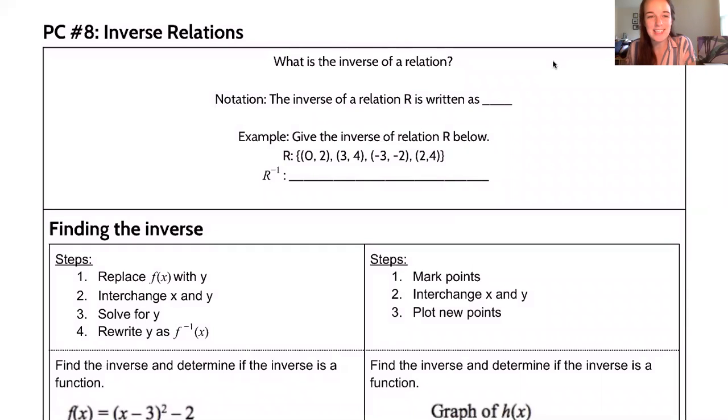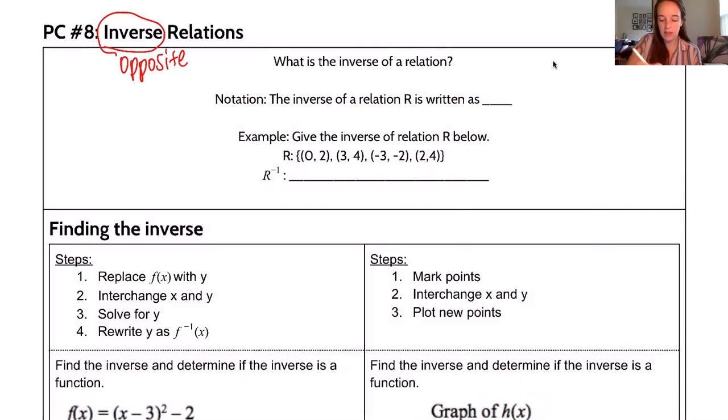Good morning. Today we are working on inverse relations. And as we're talking about inverses, you might have heard the word inverse before. Inverse usually means opposite. Sometimes we use it to talk about inverse operations, where addition and subtraction are inverse operations. And that's going to help us with that notion of opposite today.